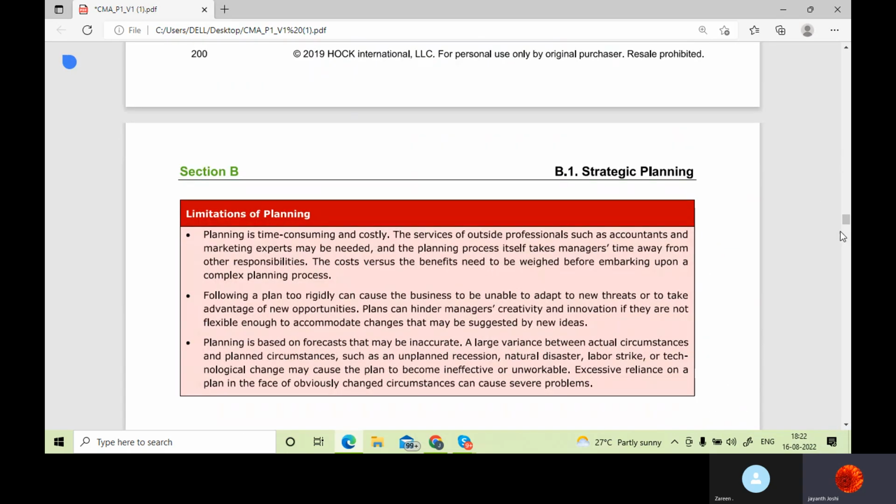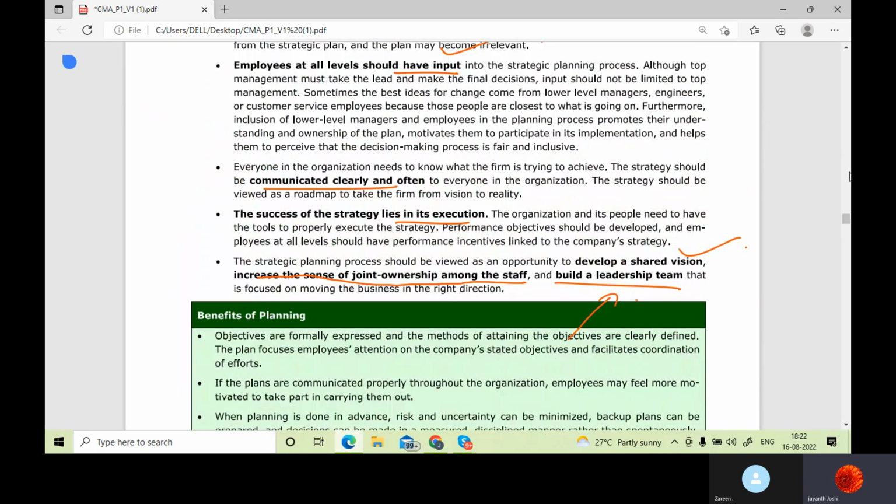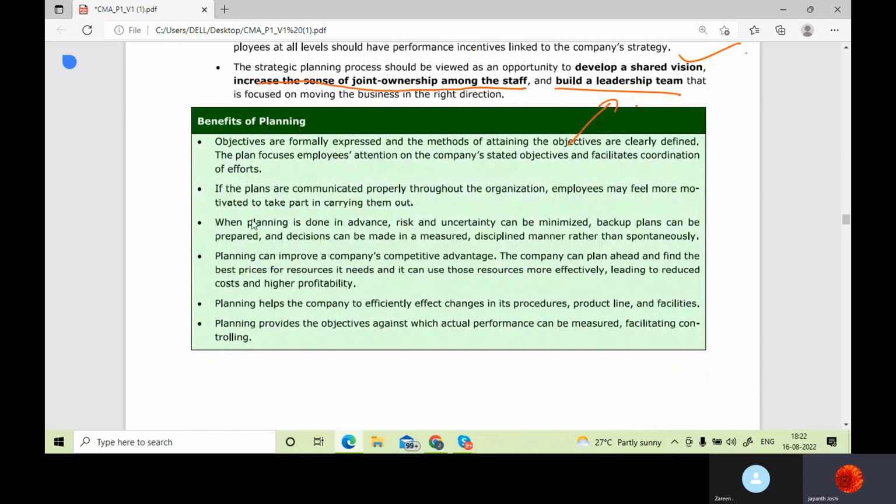Now, benefits of planning and limitations of planning we will discuss. See, very simply understood, there are a lot of benefits of a plan. Objectives are formally expressed and the methods of attaining objectives are clearly defined. The plan focuses employees' attention on the company's stated objectives and facilitates the coordination of efforts. Now when the plan is set, everyone works for the successful outcome, whatever we expect or want, to be successfully achieved. That's what everyone works for.